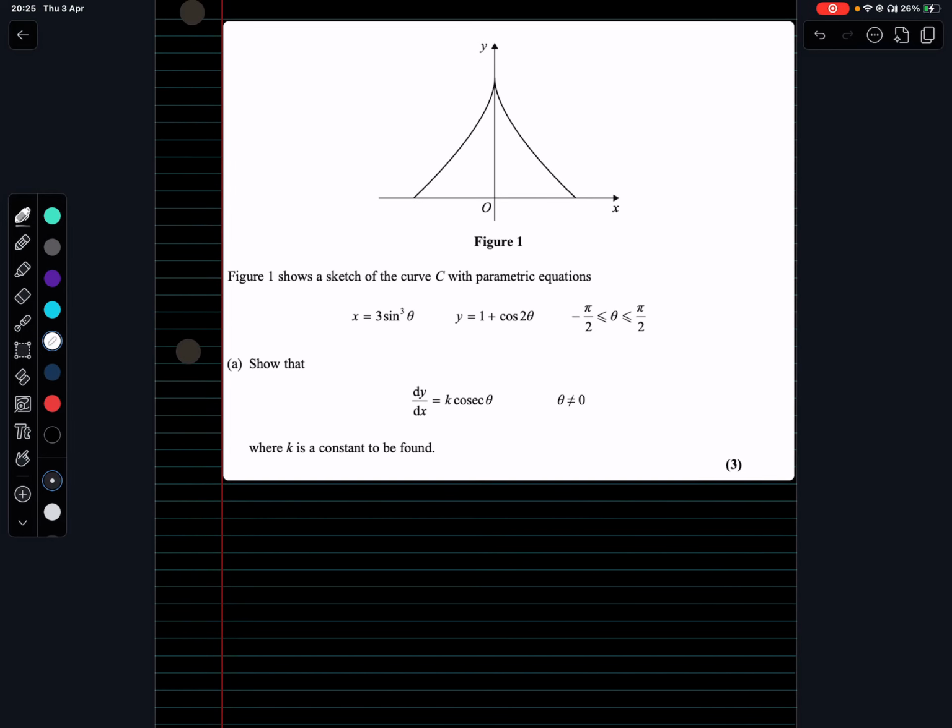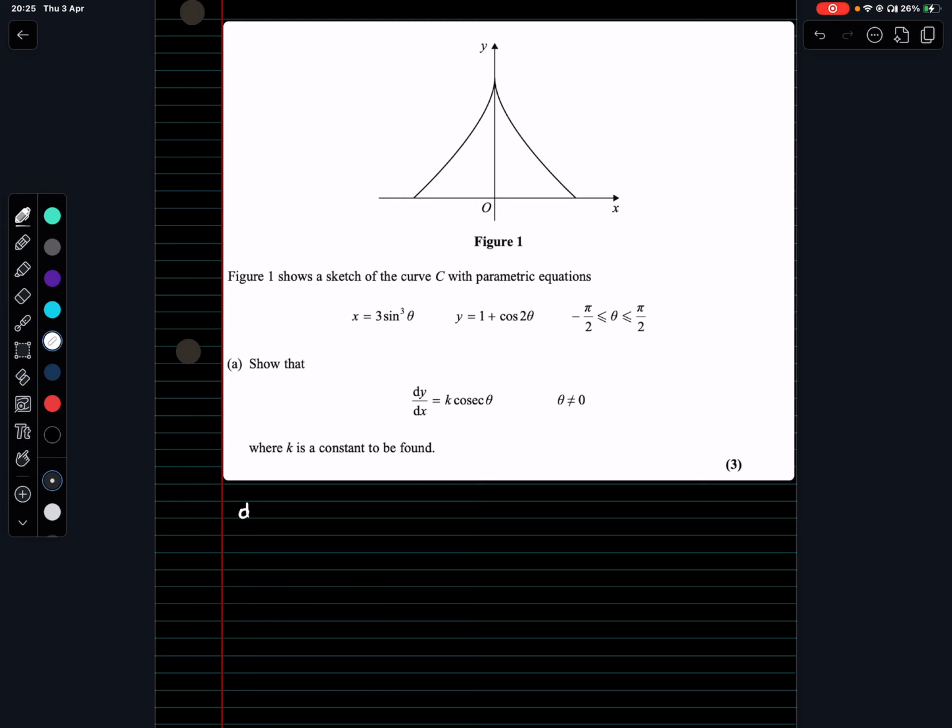Number 3, this question is about parametric equations. In the first part of this question, we are asked to show the derivative of y with respect to x can be written as k cosecant theta. And yeah, so here is the thing.